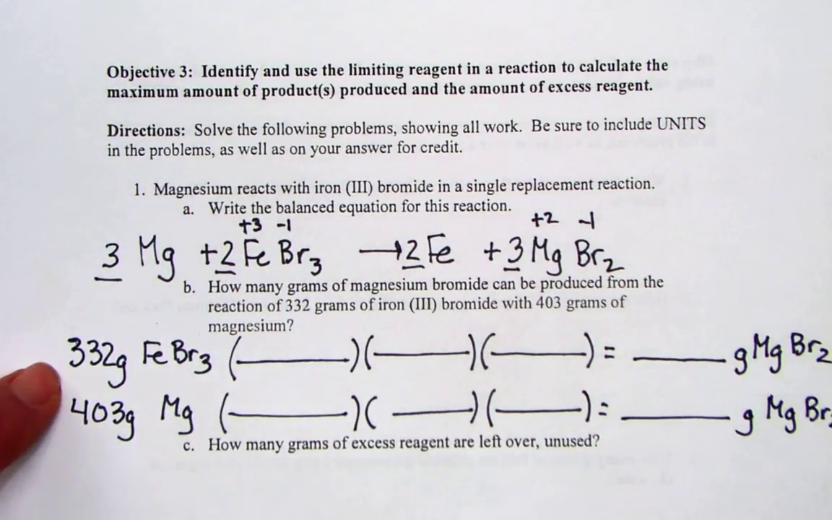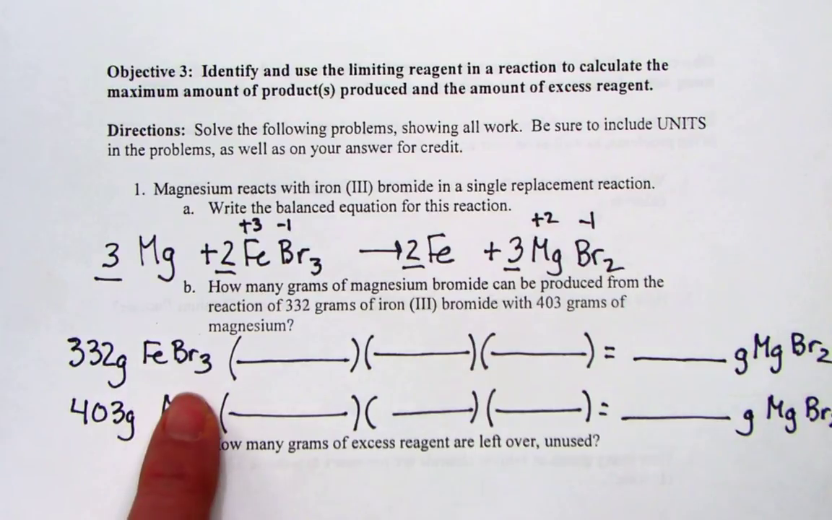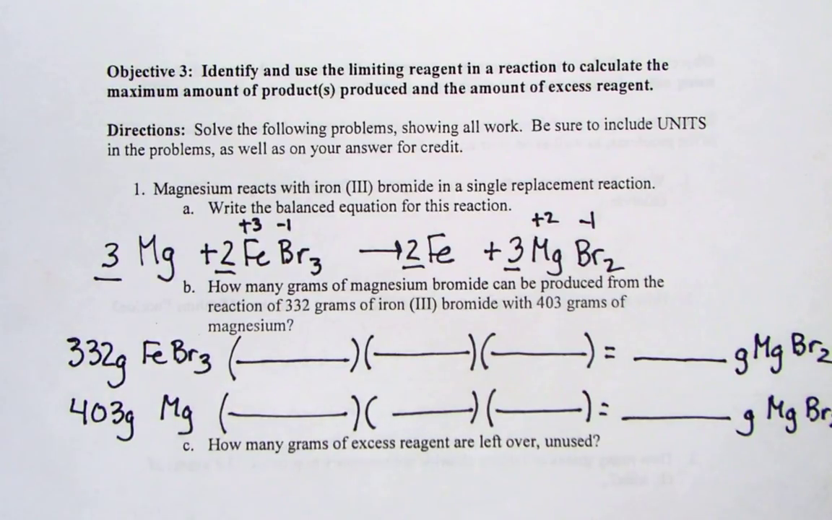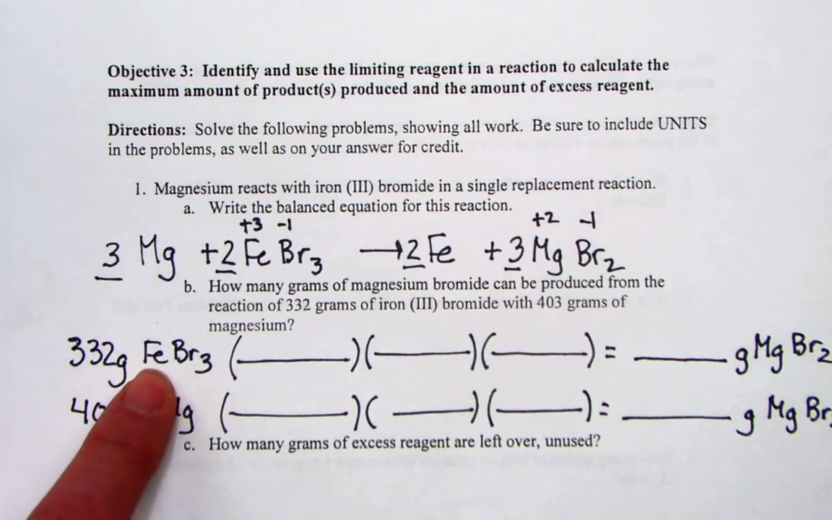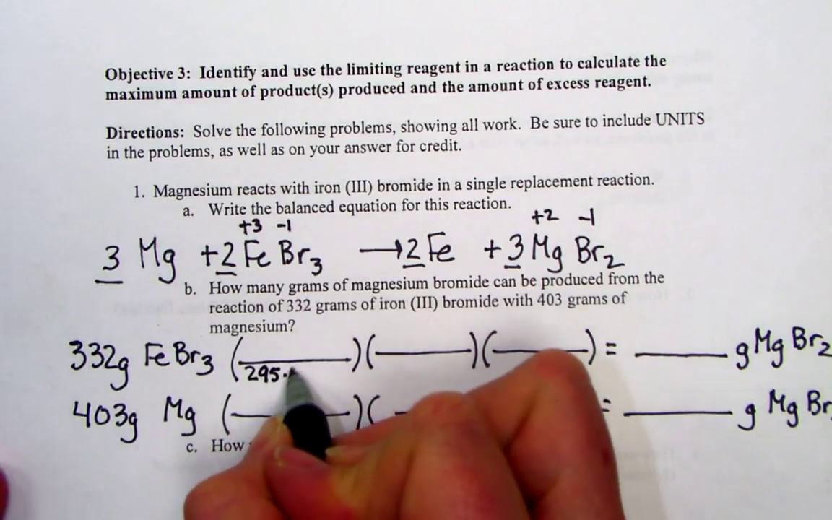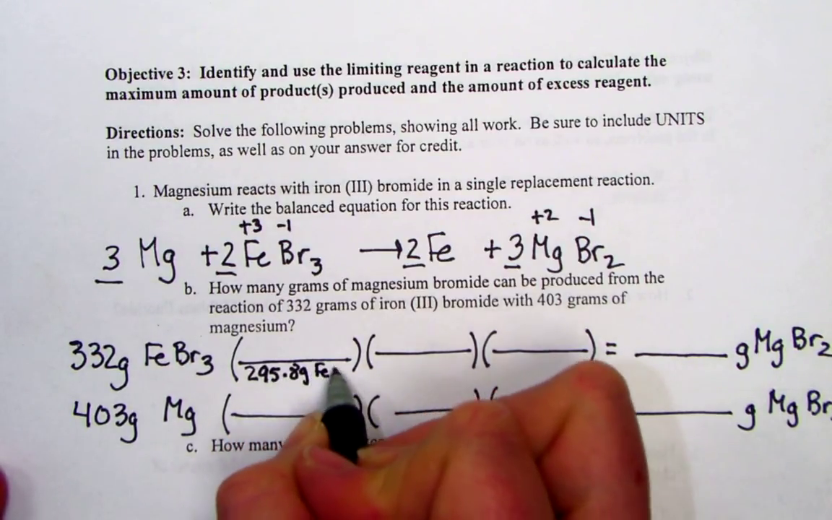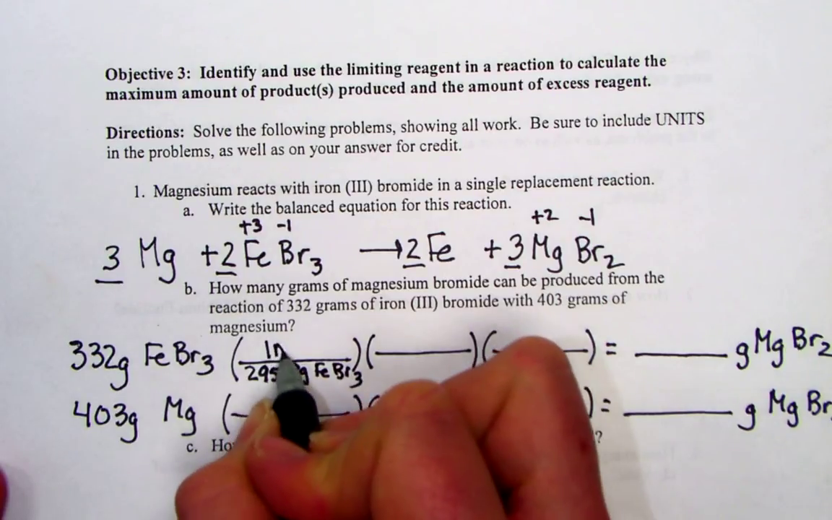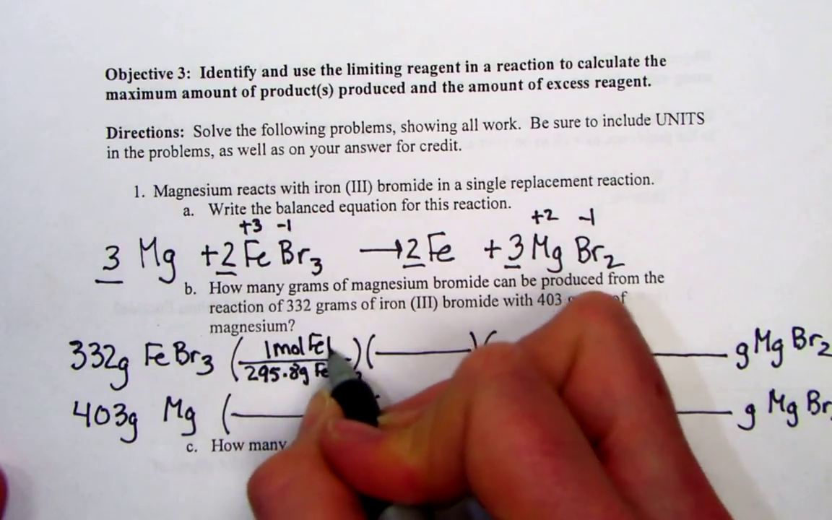When we begin with 332 grams of iron 3 bromide, our first parenthesis will require its molar mass. Let me add for that. 55.8 for iron. Bromine is 80, but there's 3 of them. 55.8 plus 80 times 3. I get 295.8 grams of iron 3 bromide, and that will sit under 1 mole of FeBr3.